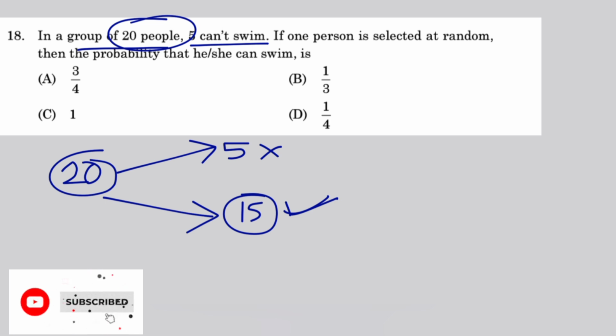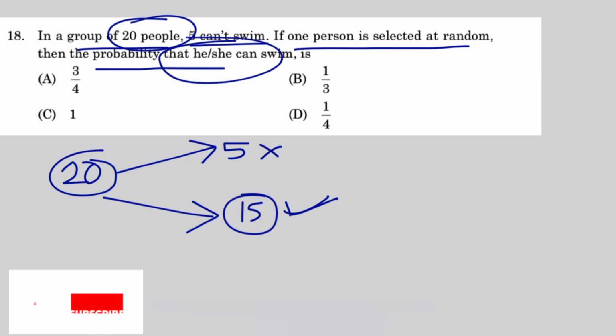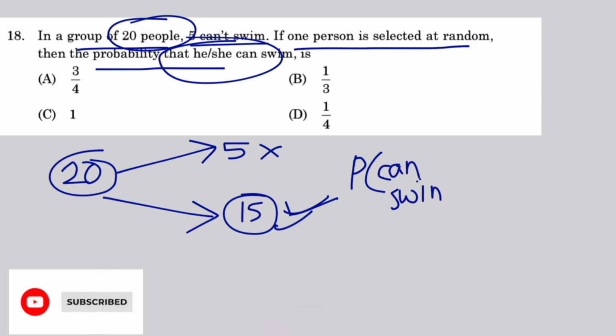So what do we have to find? If one person is selected randomly from the group of these 20 people, then find the probability that he or she can swim. So what are the favorable outcomes? 15. So I will write here the number of people who can swim, 15, out of the total number of people, which is 20.